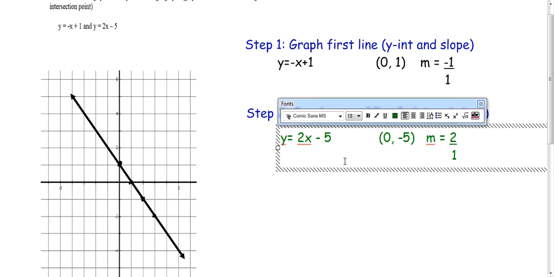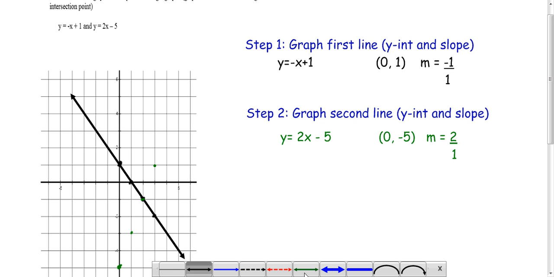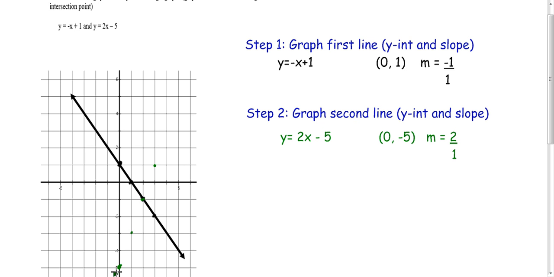Should be all impressive for your geometry teachers next year. So you can start down here at 0, negative 5. Up 2 to the right 1. Up 2 to the right 1. And you can already see where the solution is going to be because that's where the two lines are going to intersect. However, I do need to see both. And again, remember, when you're graphing lines, I need to see the lines, not just the points.